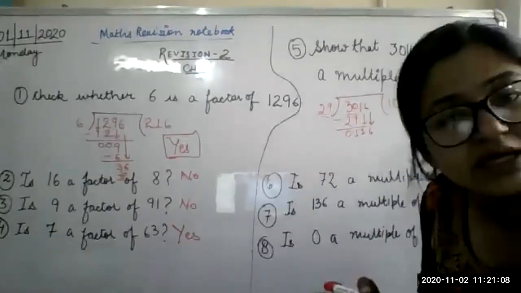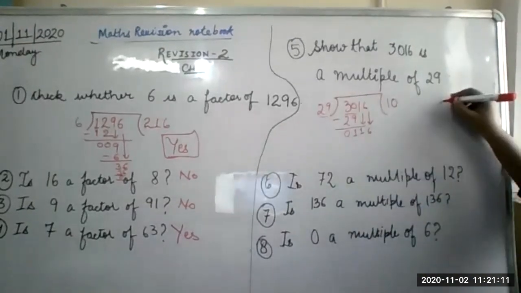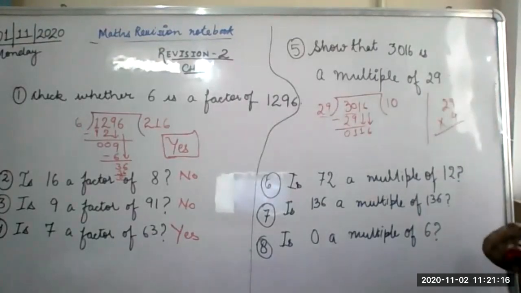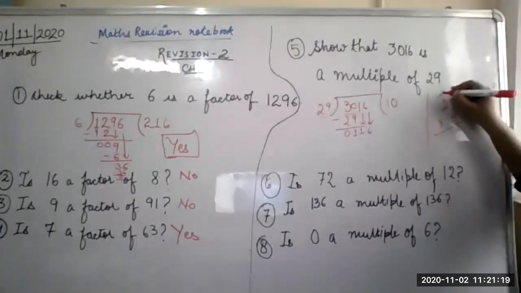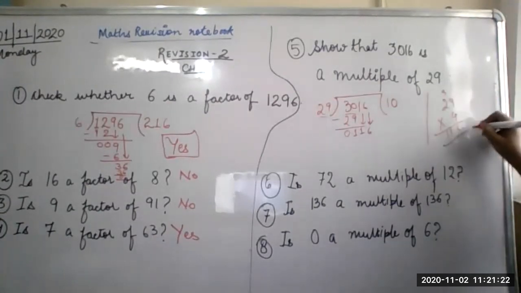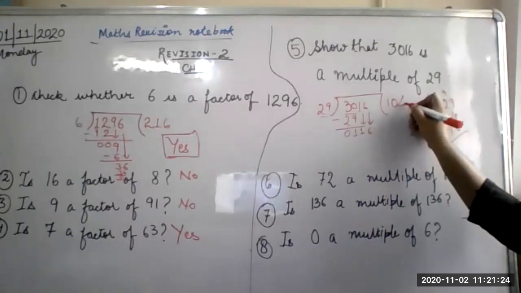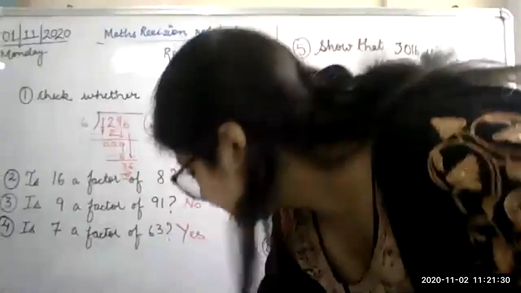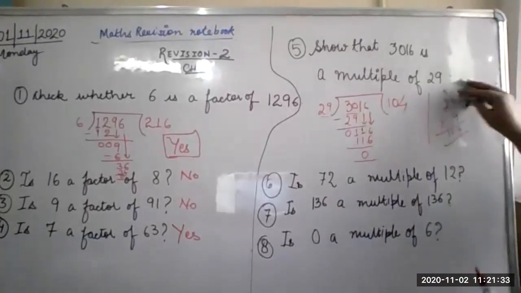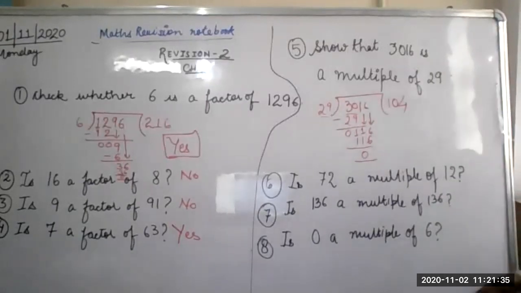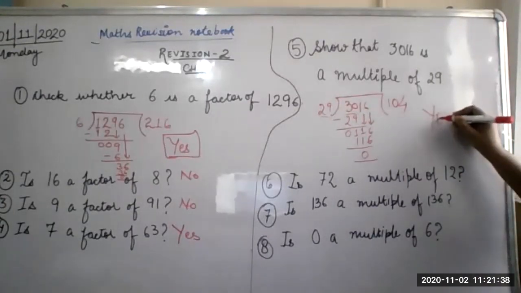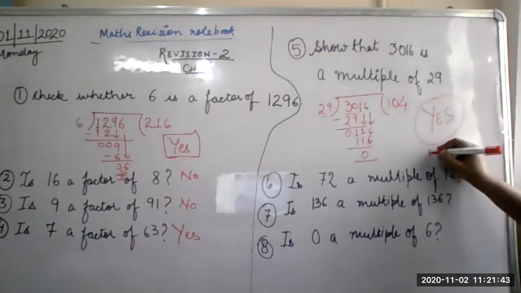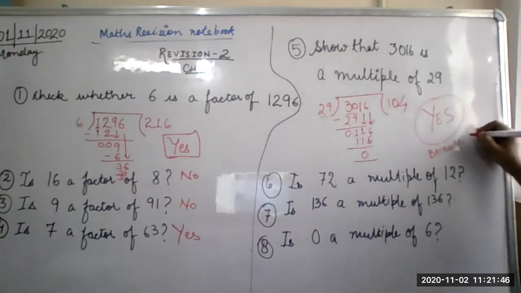Now let's check when 116 comes in the table of 29. 29 multiplied by 4, I'm doing this in rough. 9 4s are 36. 2 4s are 8 plus 3 is 11. Yes, 29 4s are 116. 116 is coming. If the remainder is 0, then the answer is yes. Why? Because the remainder is 0.